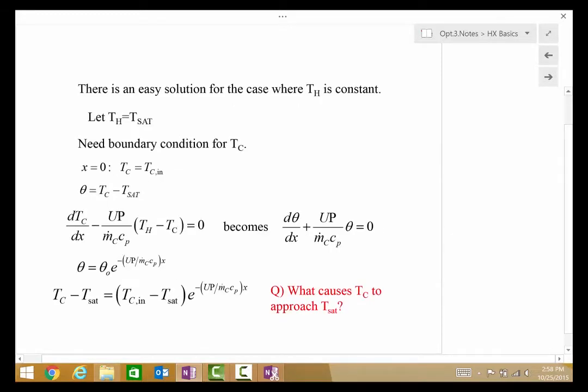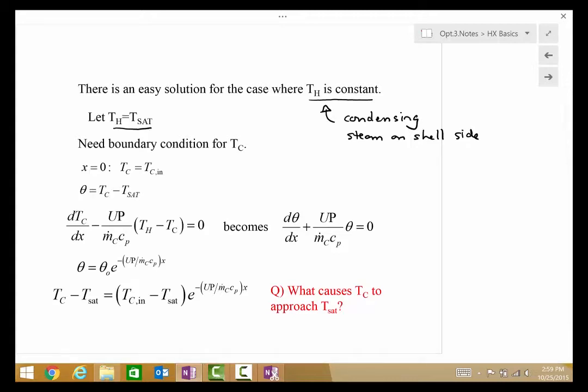And for the simple case where it's a condensing fluid on the outside, we know that TH is equal to a constant. So this is the condensing steam on the shell side. This is a really simple case, because if TH is a constant, this Tsat, then there's only one differential equation, that of the cold side fluid. To solve this, we need a boundary condition. You can think of it as sort of like an initial condition, since this is a first order differential equation.